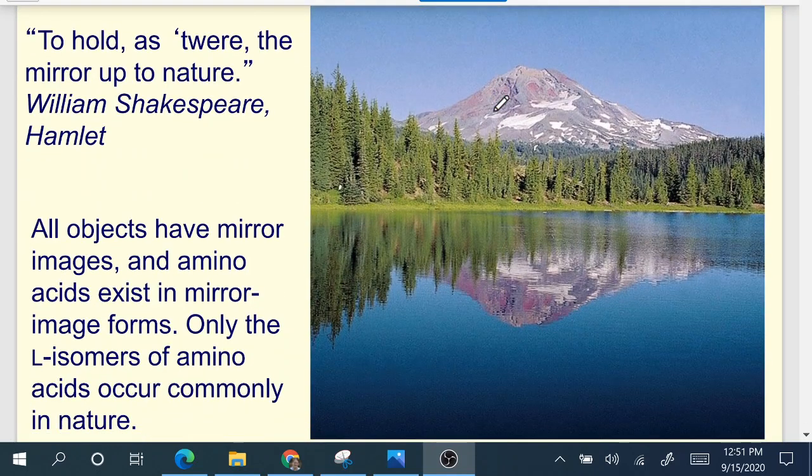So amino acids exist as enantiomers, and we discussed what an enantiomer is in organic chemistry. You should have learned that an enantiomer is a mirror image of a molecule that has a kind of handedness, or is not superimposable on its mirror image. Amino acids do exist in mirror image forms, and only the L isomers are commonly found in nature. There is an amino acid that isn't chiral, and that's glycine, and we'll discuss that as we get to it.